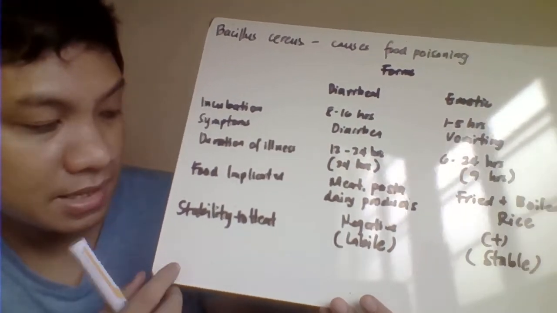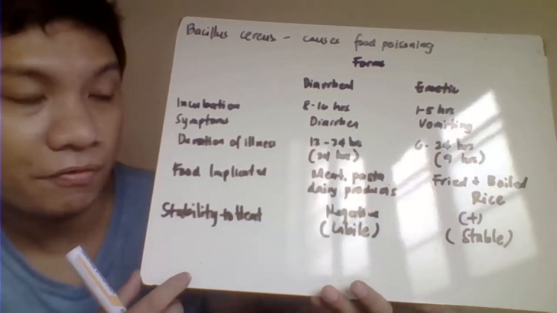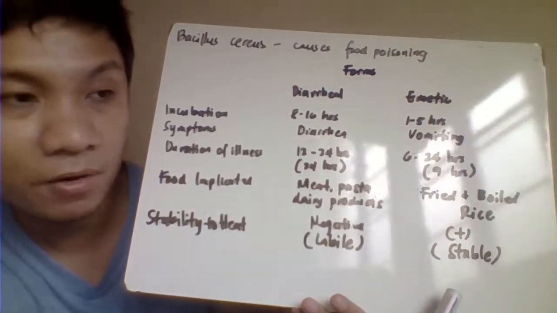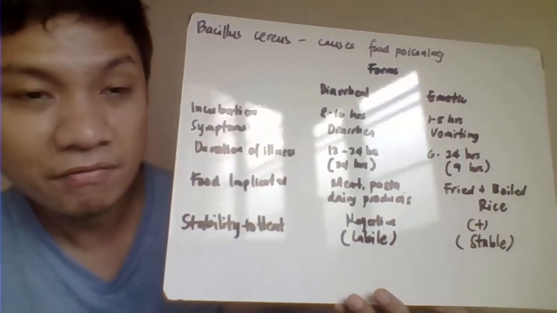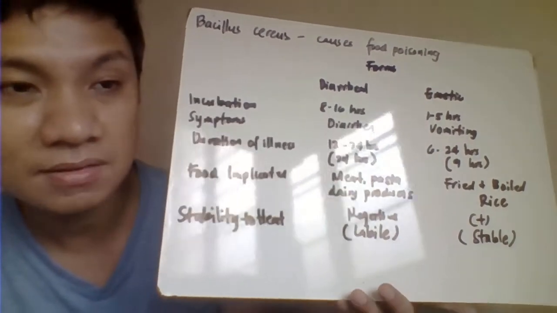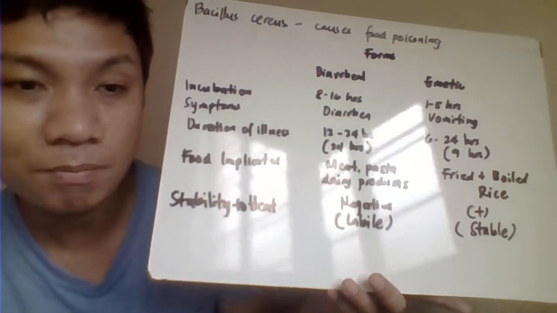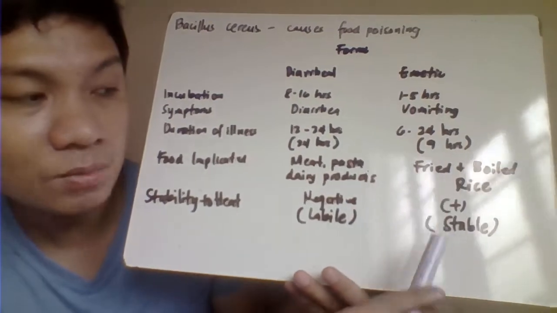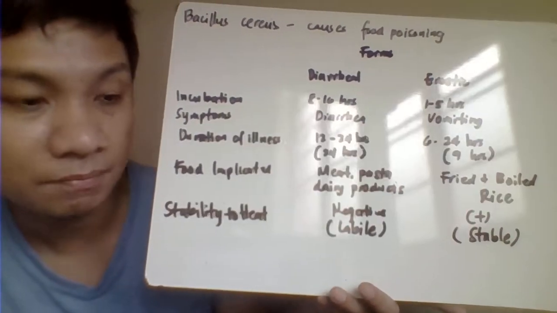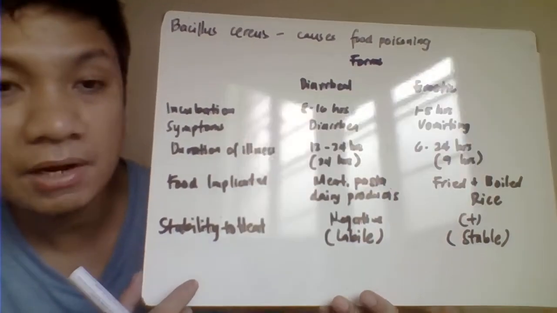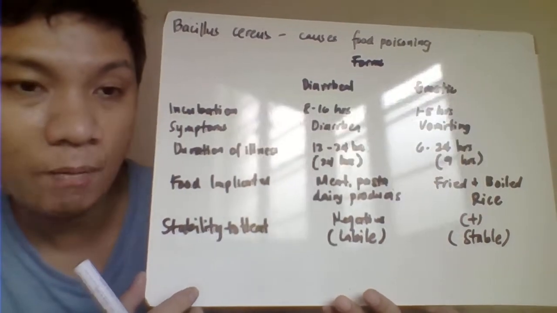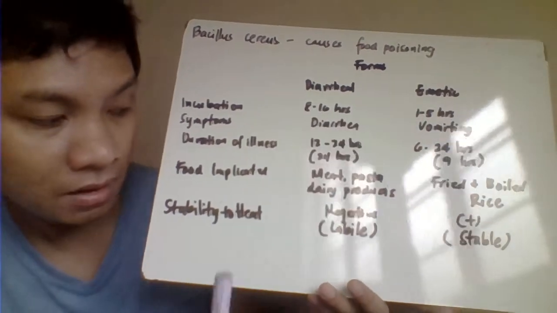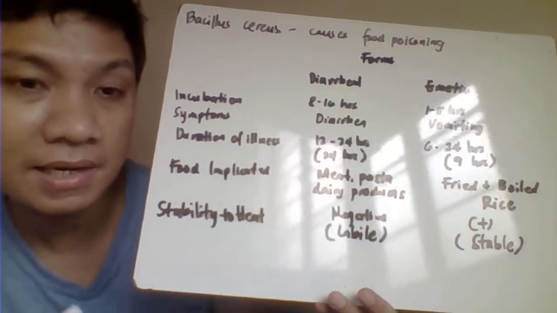Then we also have here the heat stability. For emetic, that one is heat stable. Even if you try to heat your rice or fried rice, it is still there. It does not die, and therefore it still causes food poisoning, making this one heat stable. Whereas the diarrheal type, on the other hand, is killed by the heating process. So this one is heat labile.